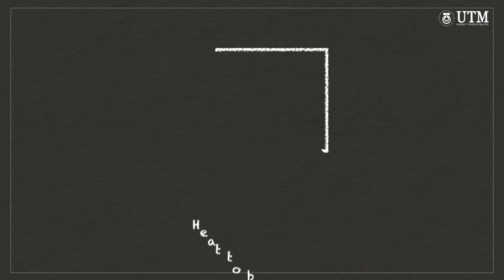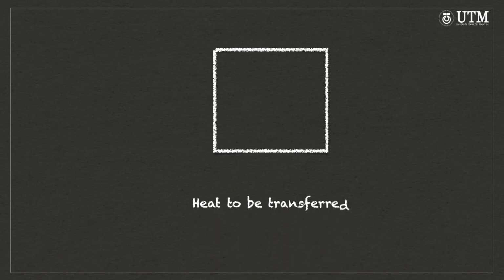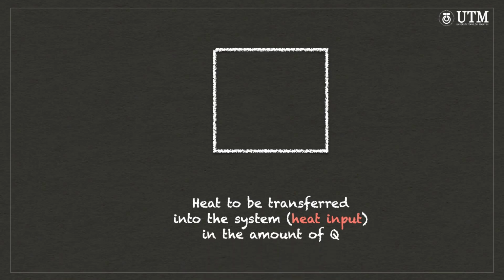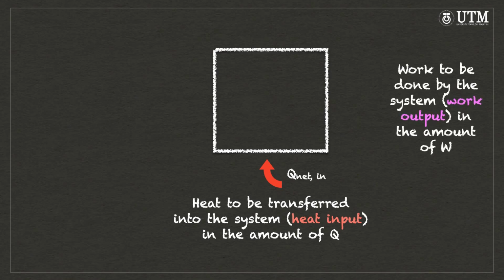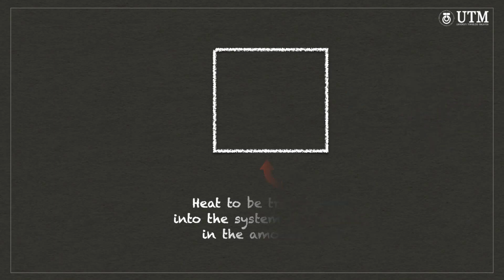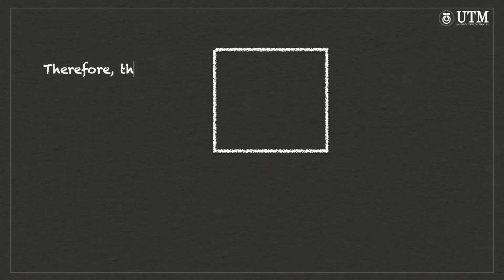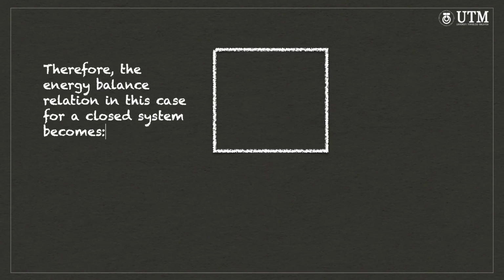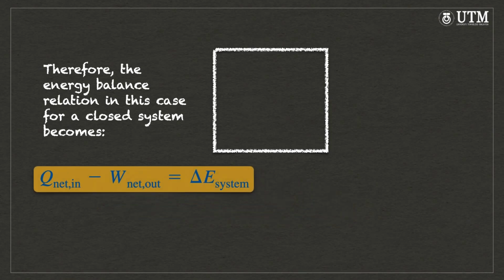For simplification, the directions of heat and work interactions are assumed as follows. Heat is transferred into the system in the amount of Q, and work is done by the system in the amount of W. Therefore, the energy balance relation in that case for a closed system becomes as the following.